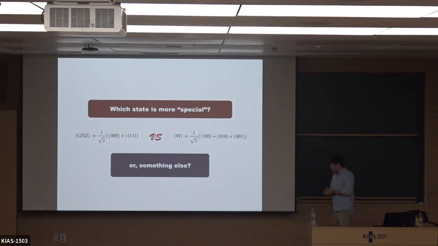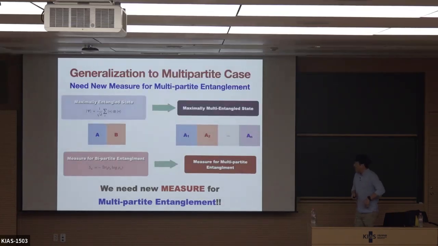So we know that this Bell state is very special, but there are not only GHZ and W; there could be many other multipartite entangled states. But there must be one very special state which you can say is maximally multipartite entangled. To answer this question, we first need several concepts. First, we have to generalize this maximally entangled state to the maximally multi-entangled state. So we have not only two parties, but many.